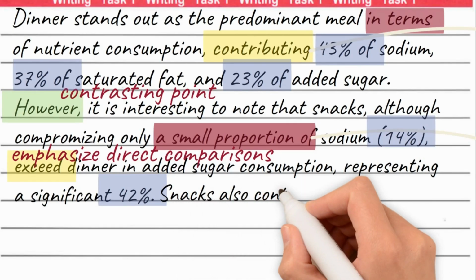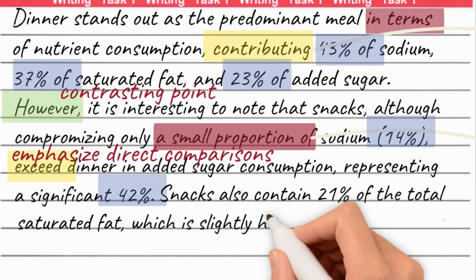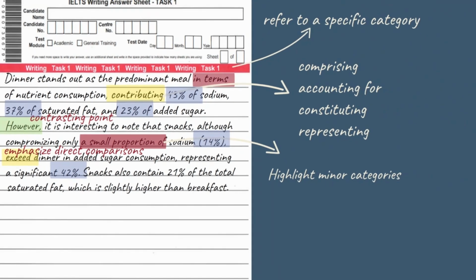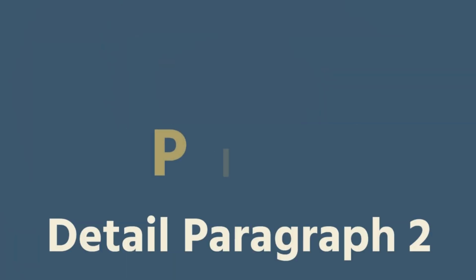Sentence 3. Snacks also contain 21% of the total saturated fat, which is slightly higher than breakfast. Here, I use precise figures like 21% to ensure clarity and accuracy, and directly compare categories with simple phrases like "higher than".